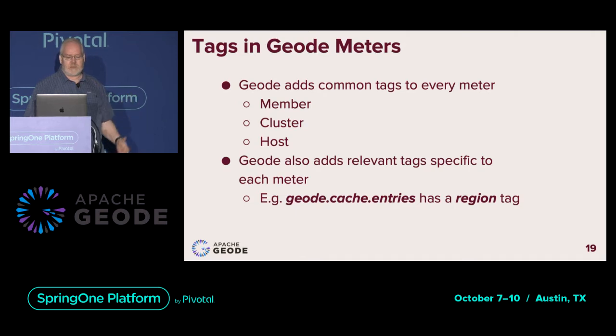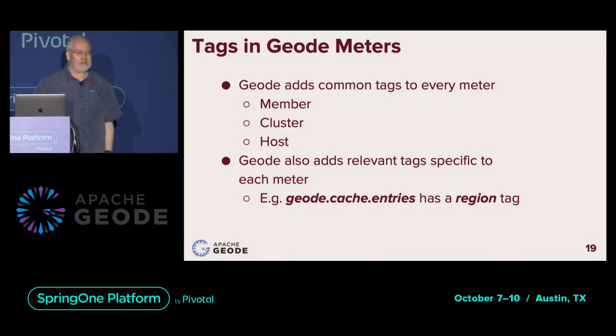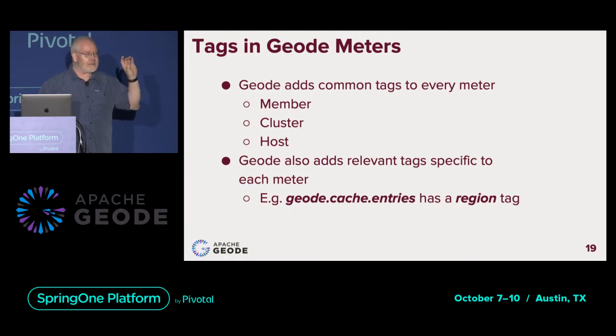For example, we have a Geode cache entries meter that measures the number of entries in your cache. It doesn't just tell you the number of entries in the cache. Each meter tells you the number of entries in a particular region. So we add a region tag that says this meter is measuring the number of entries in this region. And you can look at any region you like.